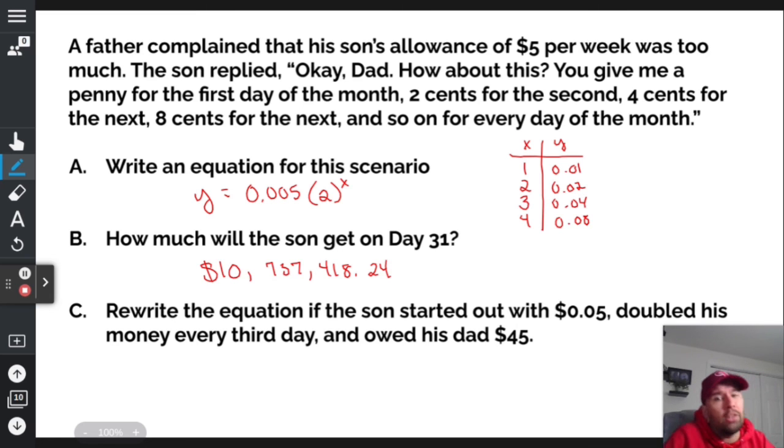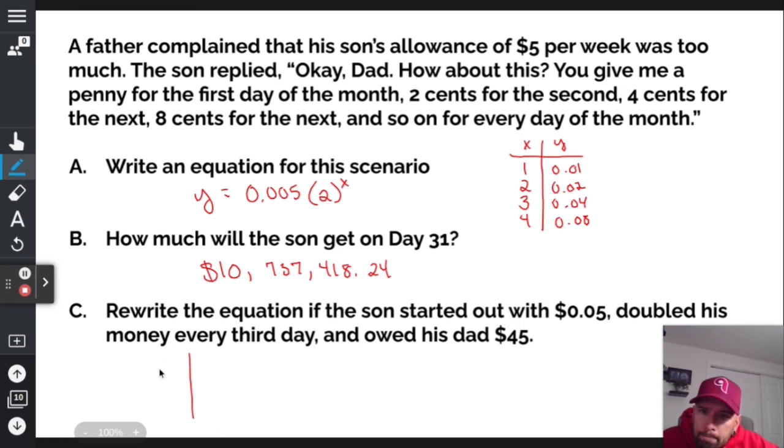Rewrite the equation if the son started out with 5 cents, doubled his money every third day, and owed his dad $45. So, all right, now what I have to do is rewrite the equation if the son started out with 5 cents, doubled his money every third day, and owed his dad $45. Let's not worry about the $45 until the very end. You'll see why in a second.